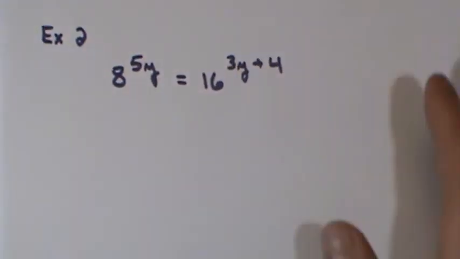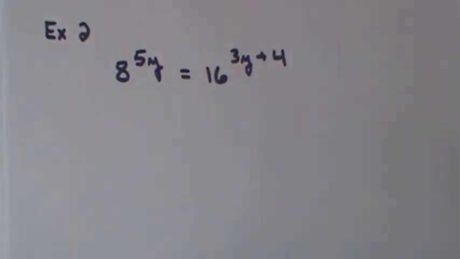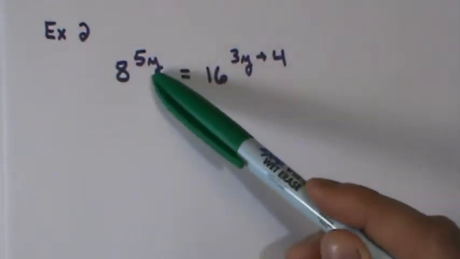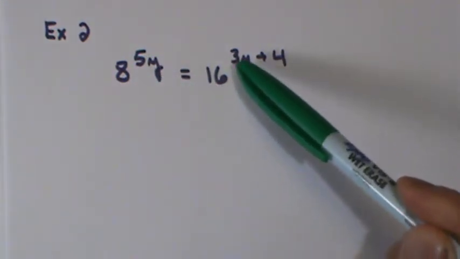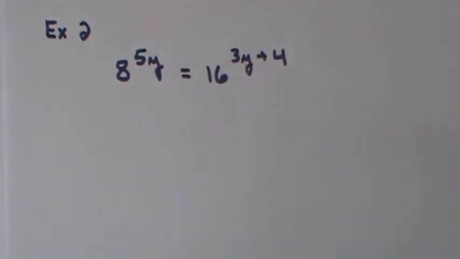Now, I've got a couple more examples. I'm going to go live now. I'll show step by step what I'm doing. Here's example 2. I've got 8 to the 5y is equal to 16 raised to the 3y plus 4.